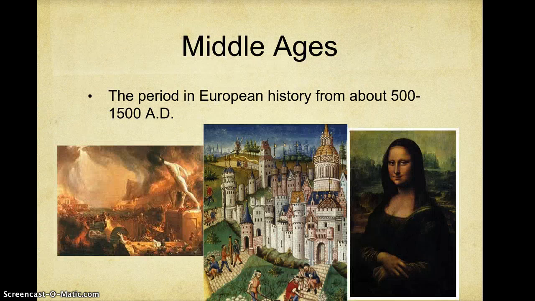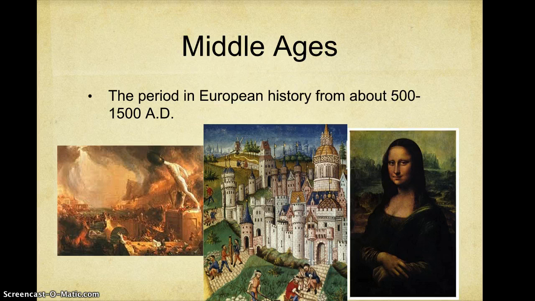Our first word is Middle Ages. This is the period in European history from about 500 to 1500 AD. It's basically the time period that we are focusing on in this class the whole time. So it's about the fall of Rome through the Renaissance.